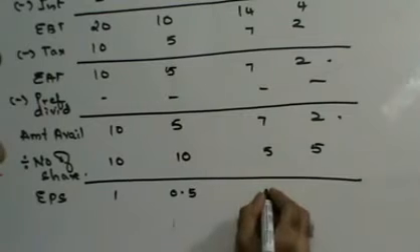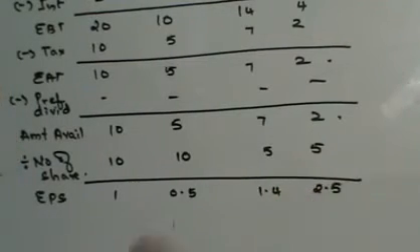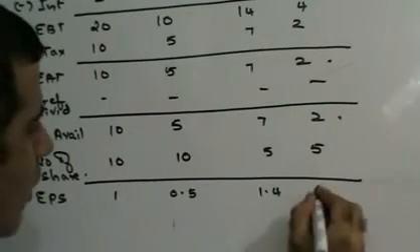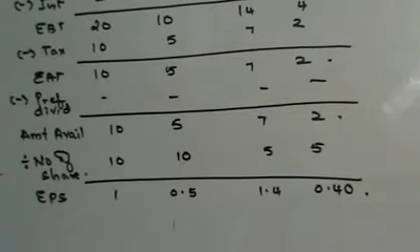Someone please calculate this. 1.4. 1.4 and this 2.5. And 0.40. Okay, so in that case, you will get your EPS as 0.40. Fine, do we get this in here?